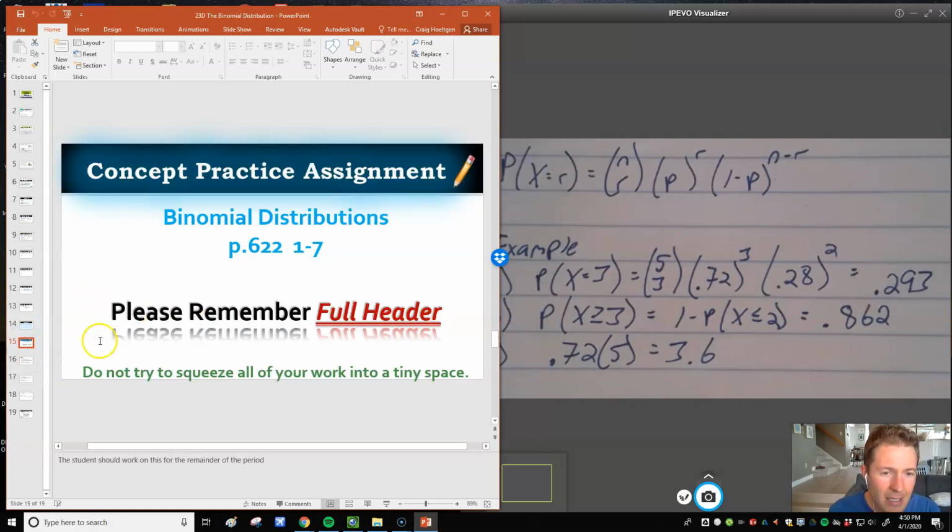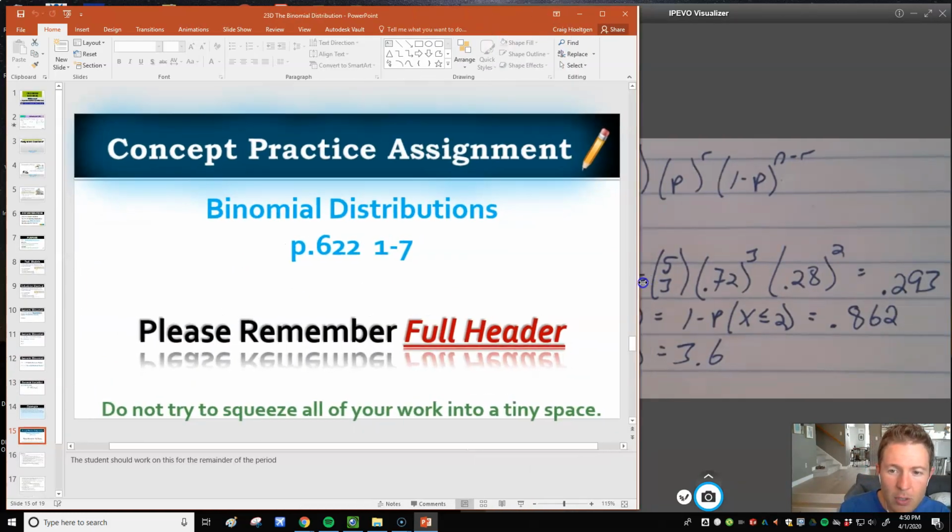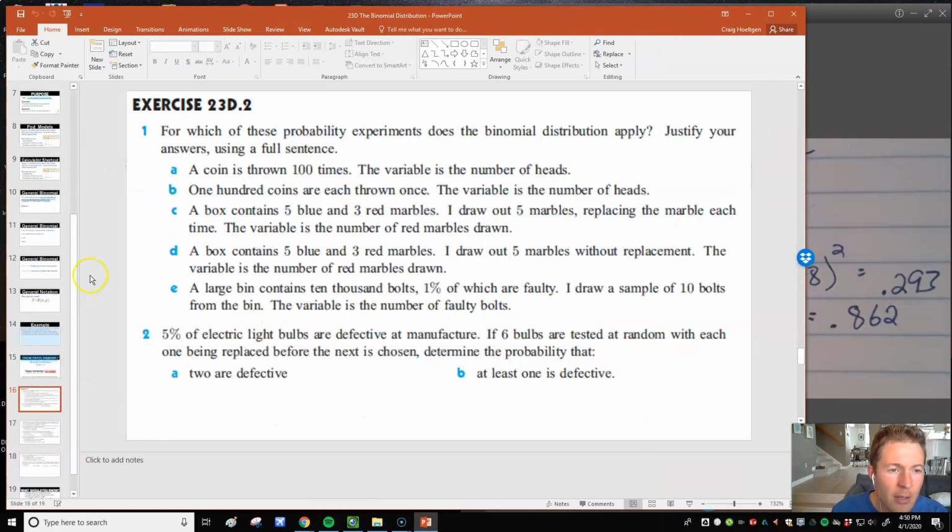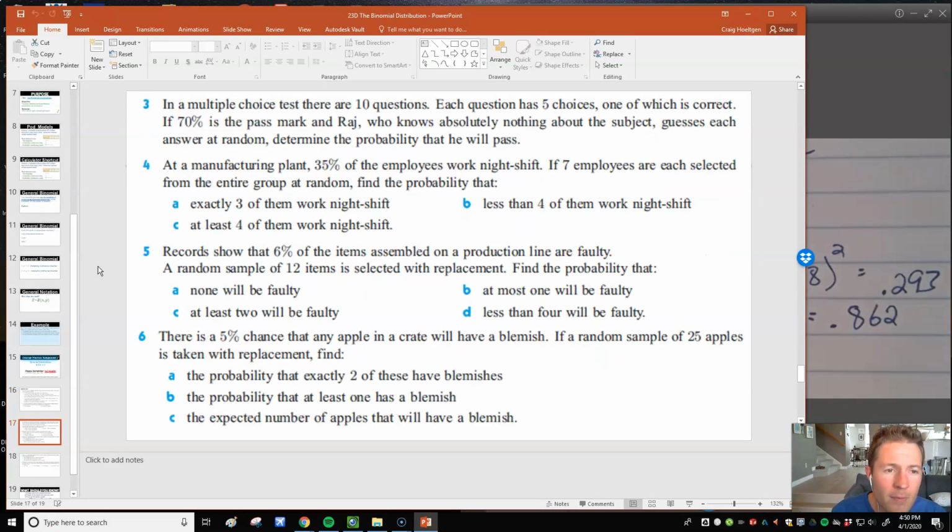To practice these ideas, there's 7 questions in our book that I think are worthwhile. Let me make this full screen so you can access those a little bit easier. There's those if you want to freeze it. That one if you want to freeze it.